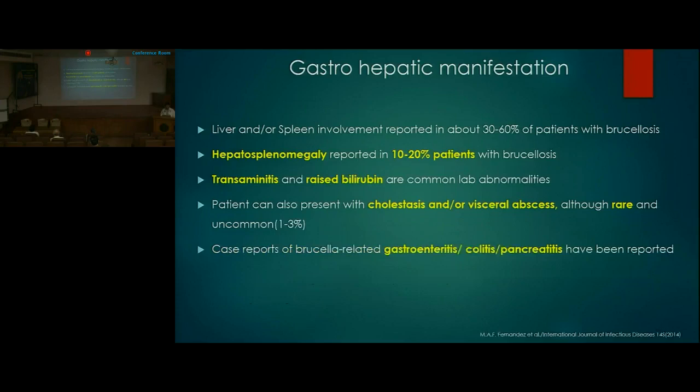In gastrohepatic involvement, liver involvement is seen in up to 30 to 60% of cases of brucellosis. Asymptomatic hepatosplenomegaly is reported in 10 to 50% of patients. The common lab abnormalities were transaminitis and raised bilirubin levels. There were a few case reports of cholestasis and visceral abscess, although they were uncommon. Brucellosis can sometimes also present as gastroenteritis, colitis, and pancreatitis.